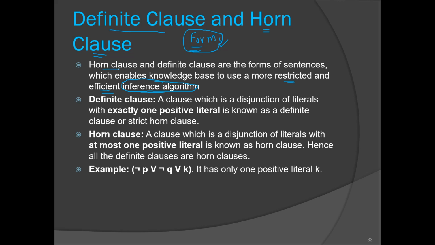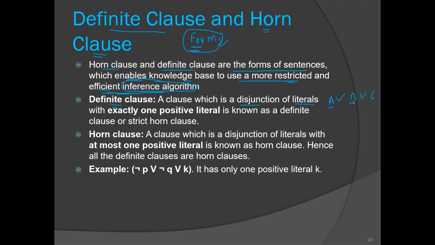So Horn clause and definite clause are the forms of sentences which enable the knowledge base to use more restricted and efficient inference algorithms. So let us see what is a definite clause. A clause which is a disjunction of literals. Disjunction of literals, so it will be in this form.